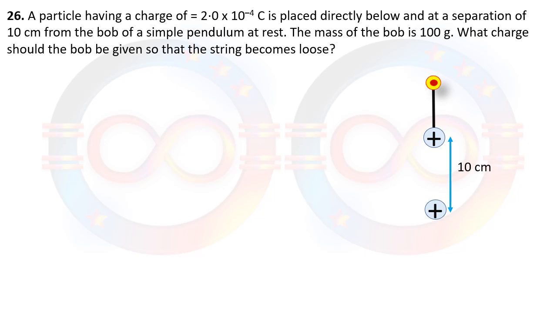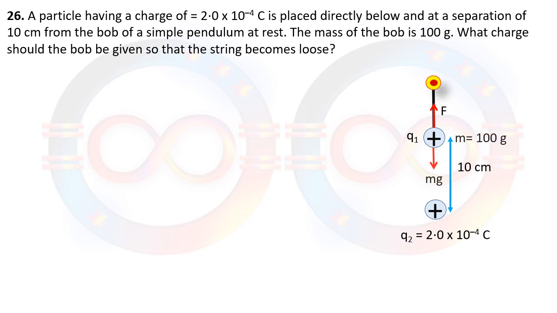And we know because of this 100 gram, the bob is going to create some tension in the string because the bob is being attracted by the earth. The question is, how much charge should we give to the bob so that the string becomes loose. See, if you talk about the string, we know that it has some tension and it will be loose if tension becomes 0. So how will tension be 0 or minimized? When the repulsive force between these two charges equates the tension developed in the string.